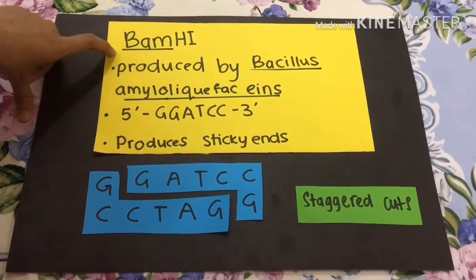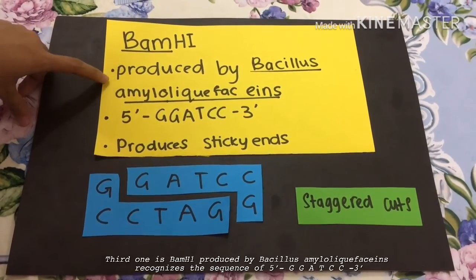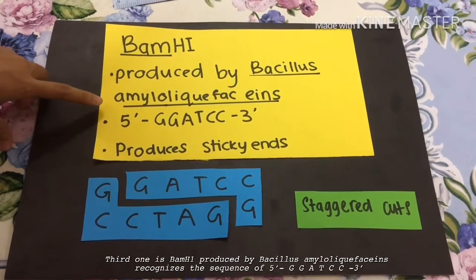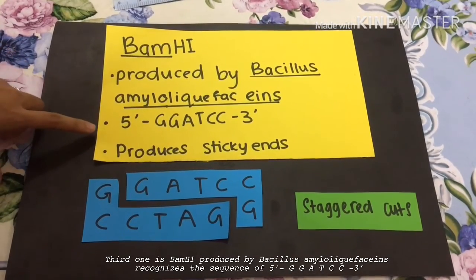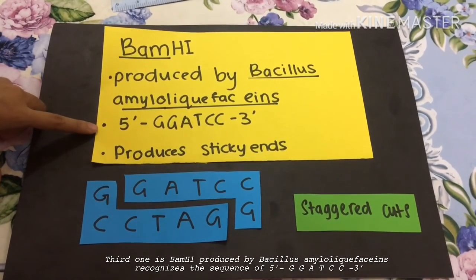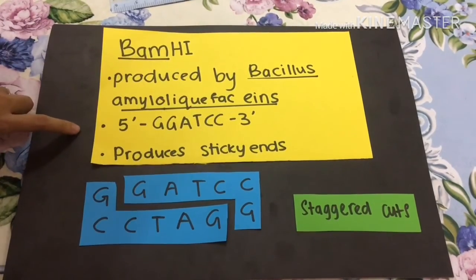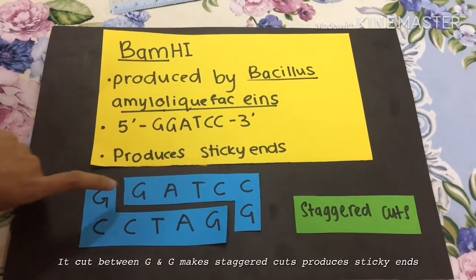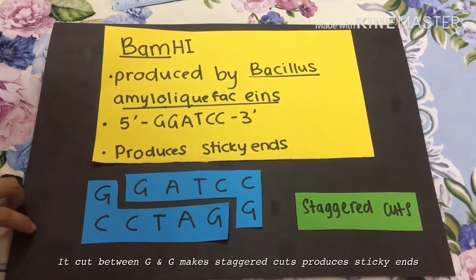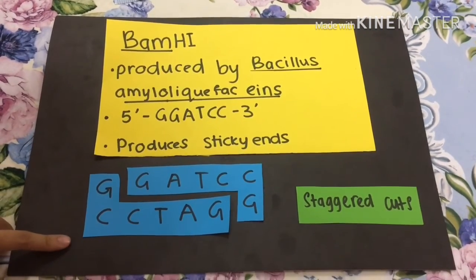The third one is BamHI, produced by Bacillus amyloliquefaciens, which recognizes the base sequence GGA-TCC. It cuts between G and G, makes a staggered cut, and produces sticky ends.